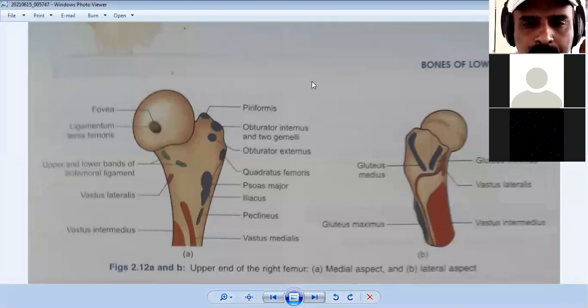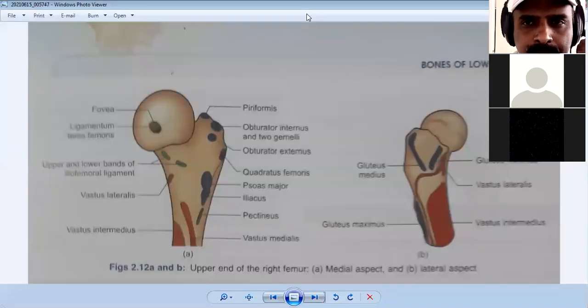So here you have to remember whatever the attachments are. At the upper end, the fovea capitis provides attachment to the ligamentum teres, or ligament of head of femur, or round ligament. All three names are the same. The ligamentum teres, or ligament of head of femur, or round ligament, is attached to the fovea capitis of the femur.